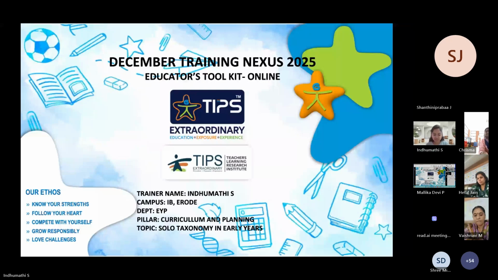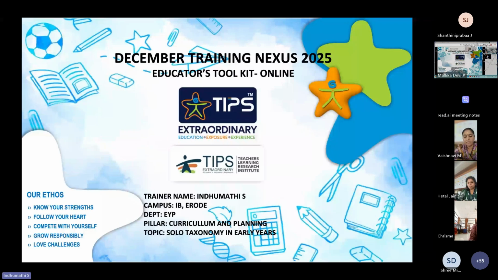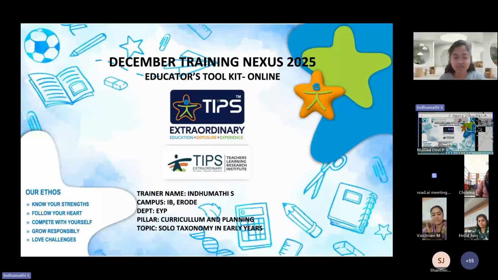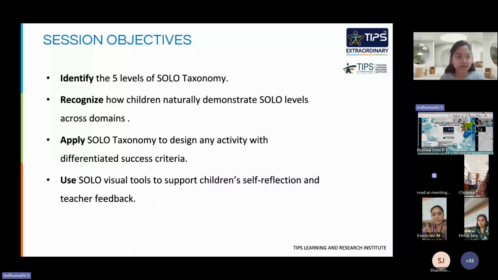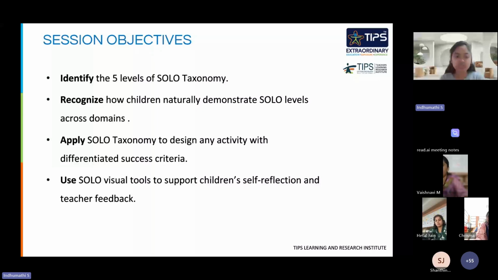Thank you, Shantini. Happy morning, everyone. Thank you for joining the session. The session is about SOLO taxonomy. So this is our session's objective. At the end of the session, you'll be able to identify the 5 levels of SOLO taxonomy and recognize how children naturally demonstrate SOLO levels across domains, apply SOLO taxonomy to design any activity with differentiated success criteria, and use SOLO visual tools to support children's self-reflection and teacher feedback.